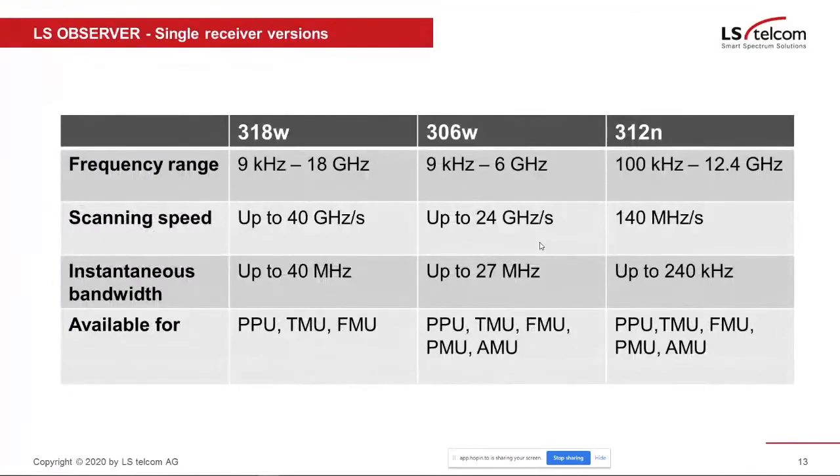We have different versions of our remote monitoring units. Those are the standard version. You can see our widest version goes from 9 kilohertz up to 18 gigahertz, so an enormous frequency range covered with one receiver. And we've also modeled our drone for microwave link measurements up to 44 gigahertz.